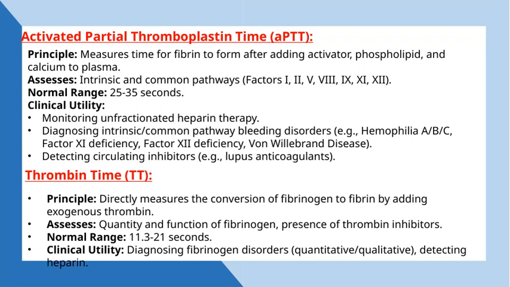Let's take a closer look at the activated partial thromboplastin time, or aPTT. This test primarily measures the time it takes for fibrin to form after adding specific reagents, namely an activator, phospholipid, and calcium, to plasma. Essentially, it helps us evaluate the intrinsic and common coagulation pathways, which involve factors I, II, V, VIII, IX, XI, and XII.